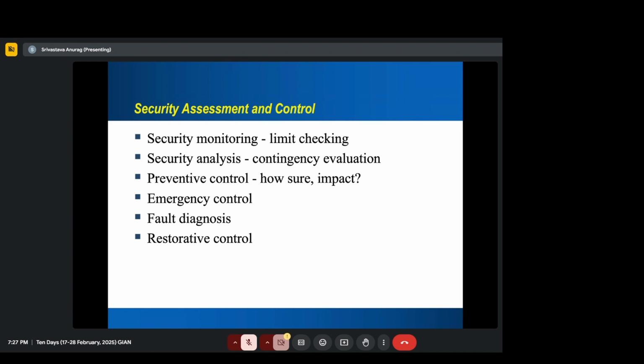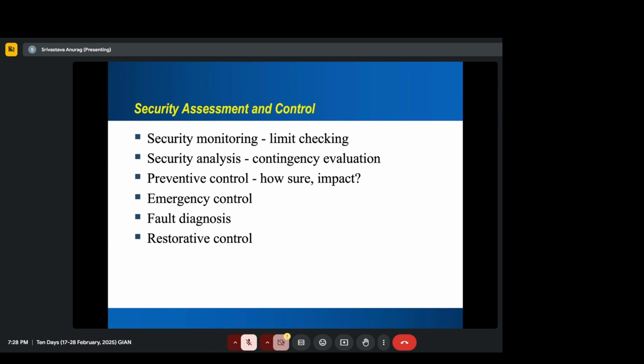So now, talking about how we do security analysis. The first one is that we do limit checking, which means checking any violation of voltage and overload. And then we do security analysis for detailed contingency evaluation. So again, the objective is that we have a list, right? We have 1000 possible contingencies that can happen.